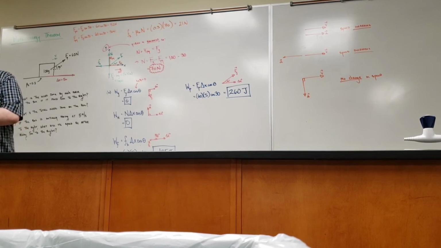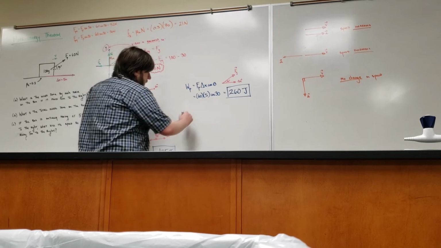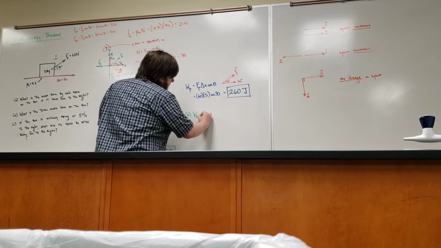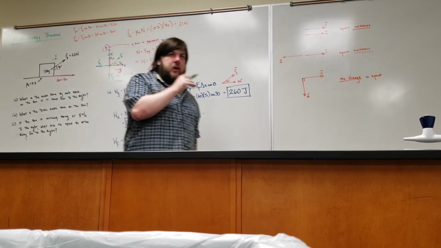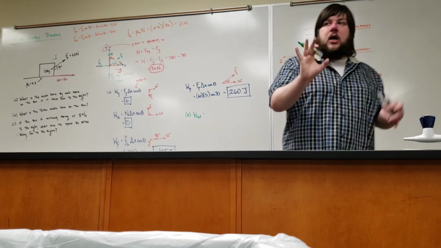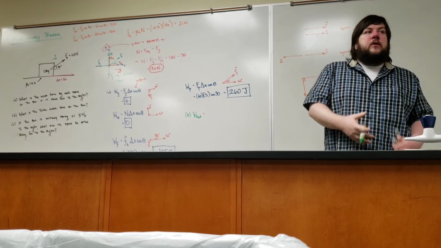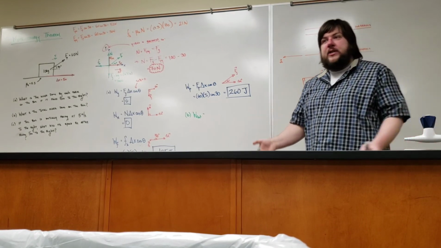All right? Part B is quick. The total work is just the sum of the individual works. Work is a scalar, not a vector. So to find the total work, you use simple scalar addition. You're just adding numbers together.